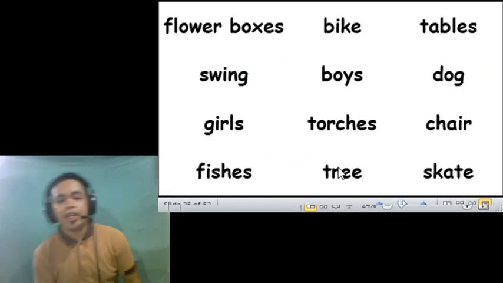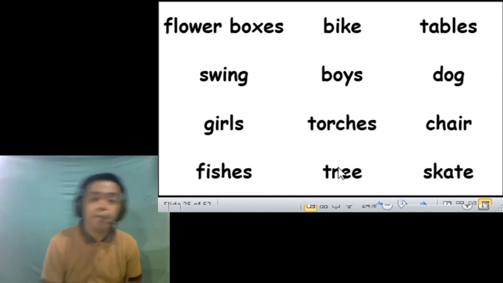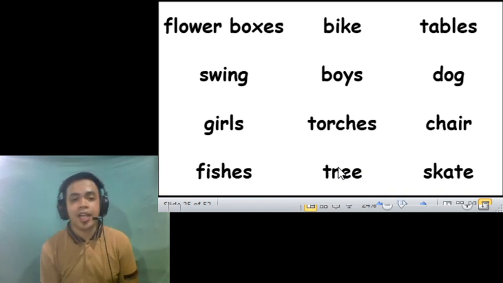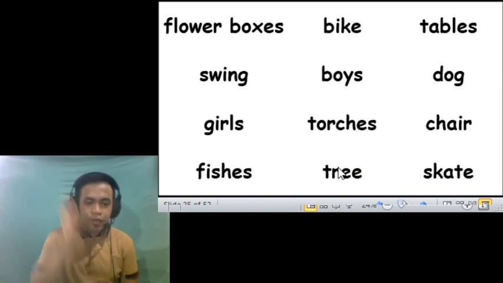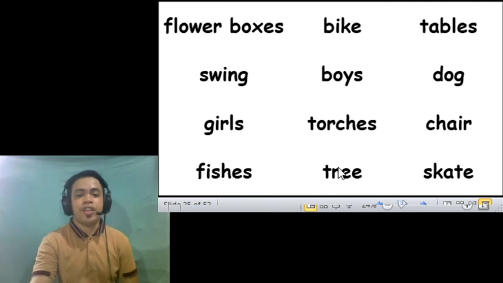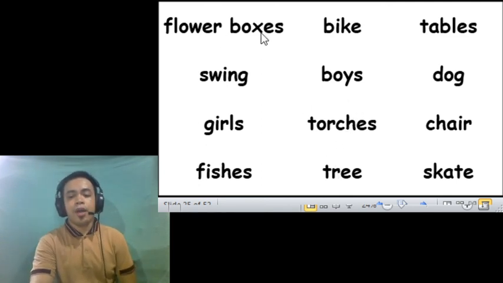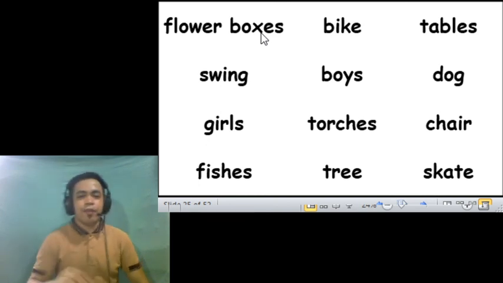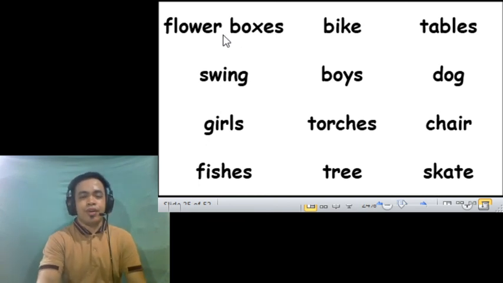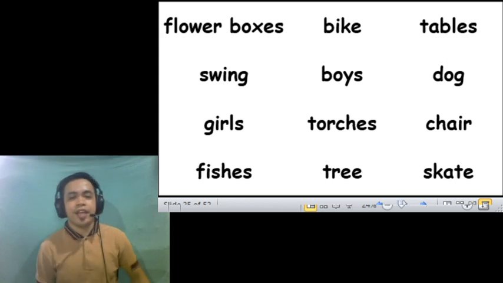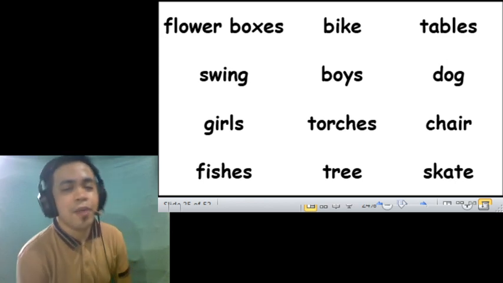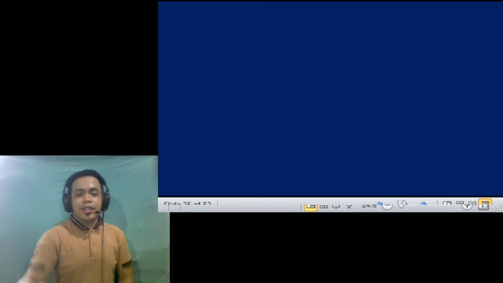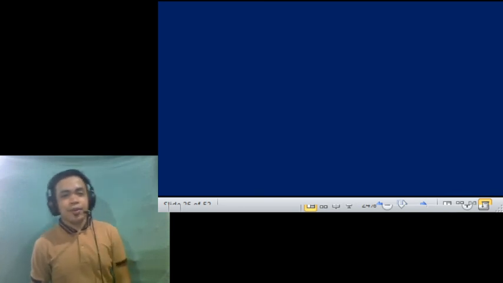Okay? So, ayan ang mga salita sa GE page 82. Yung box lang ha, nasa taas lang. Lagyan daw ng check sa gilid kung ang salita ay plural o hindi. For example, flower boxes. Do you think that is plural? Opo, kasi meron siyang ES sa dulo. Okay, so lagyan daw ng check ang flower boxes. Okay? Then after doing that, you pass it to me via Google Classroom.